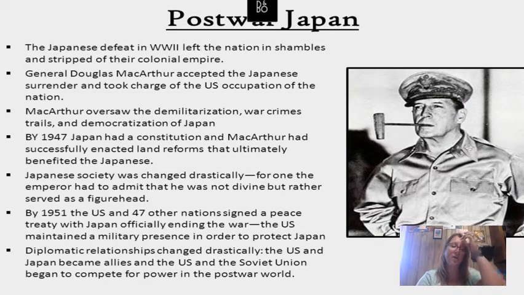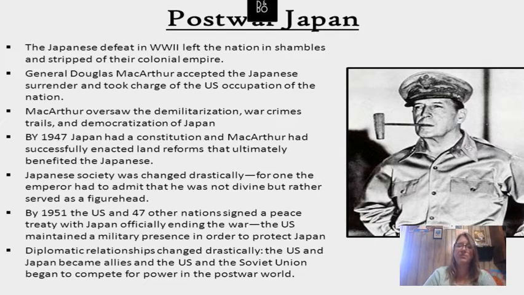By 1951, the United States and 47 other nations have signed a peace treaty with Japan, officially ending their part in the war. The U.S. keeps military in Japan in order to protect Japan. You can imagine a lot of countries may be angry with Japan. Remember what they were doing in World War II. So diplomatic relationships changed drastically. The United States and Japan actually become allies. The U.S. and the Soviet Union begin to compete for power in the post-war world.